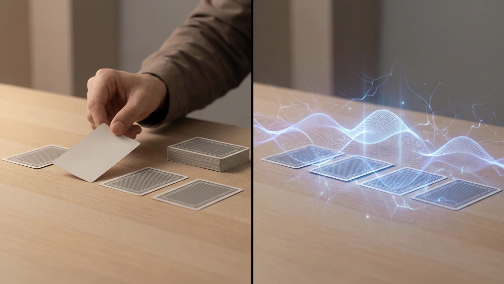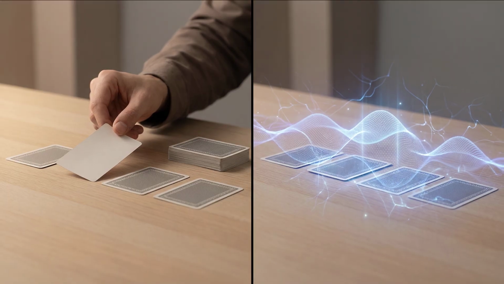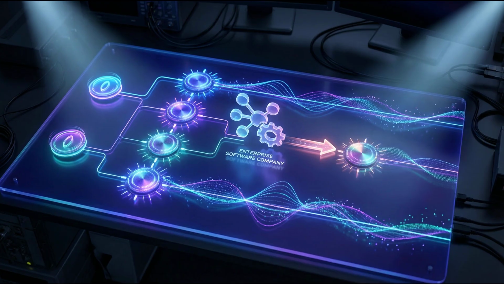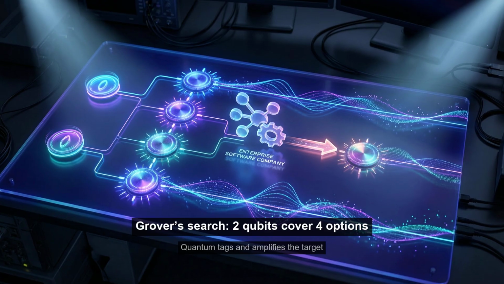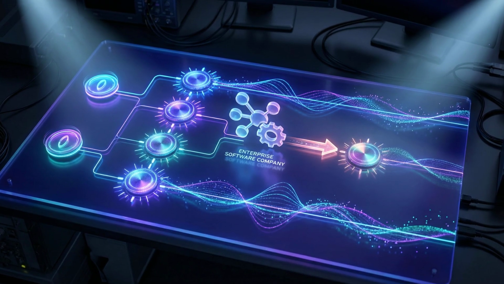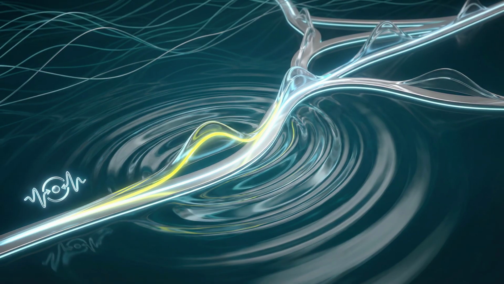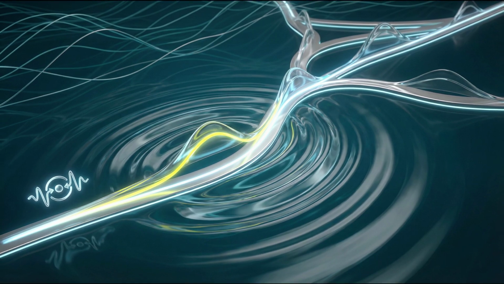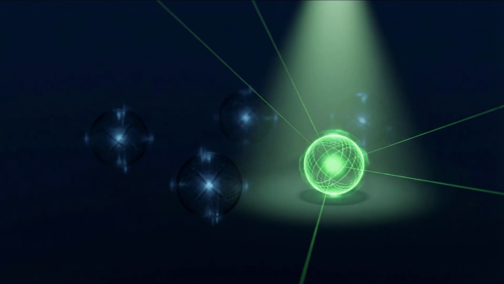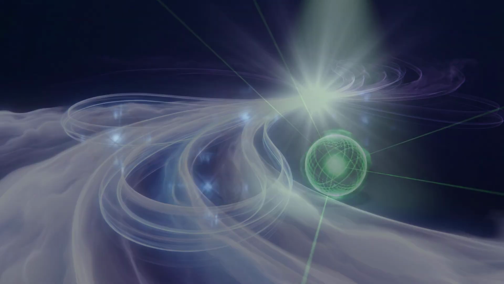To make this concrete, consider a tiny example, searching for one marked item among 4 possibilities. A classical approach might check items one by one. A quantum approach called Grover's search sets up 2 qubits so all 4 options are present in superposition. An oracle operation flips the sign of the marked option. Think of it like tagging that one possibility so it stands out in the interference that follows. A diffusion operation then acts like a mirror, redistributing amplitude so the tagged option becomes dominant. Measure at the end, and the marked item pops out with very high probability, often in a single iteration for such a small problem.